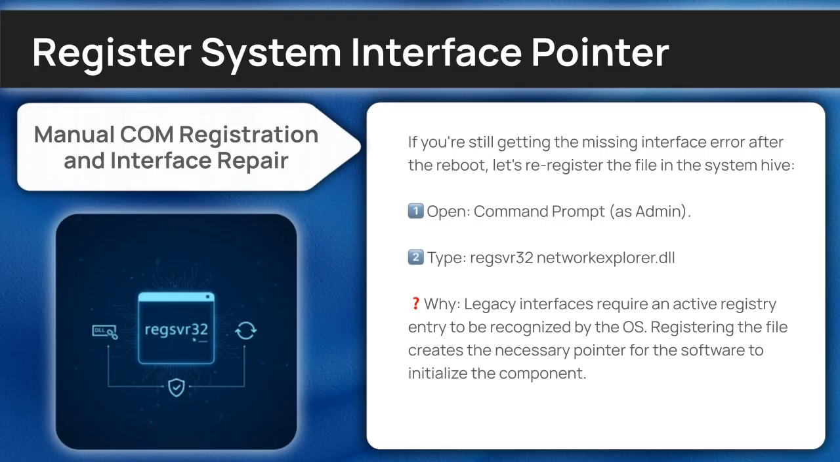First, open Command Prompt as admin. Second, type regsvr32, followed by your file name causing the error, then hit enter. Why are we doing this? Well, legacy interfaces require an active registry entry to be recognized by the OS. Registering the file creates the necessary pointer for the software to initialize the component.